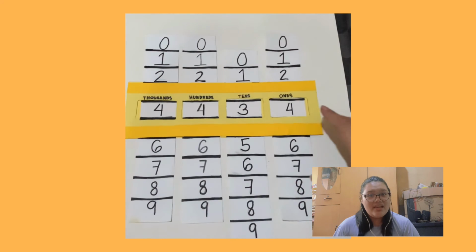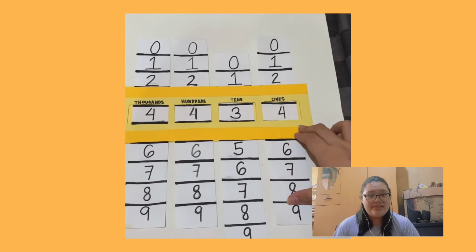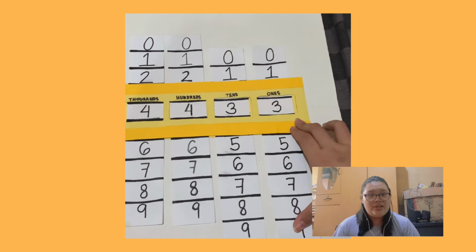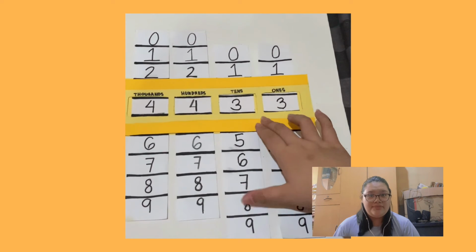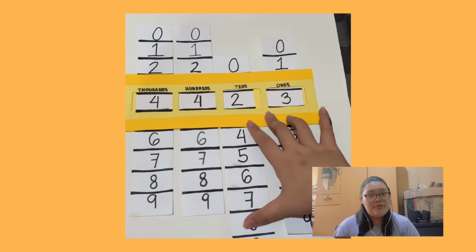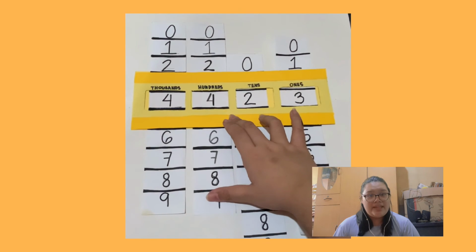In using this, the students will pull the numbers according to the place value that was assigned by their teacher. The pulled number will be reflected below the labeled place value.